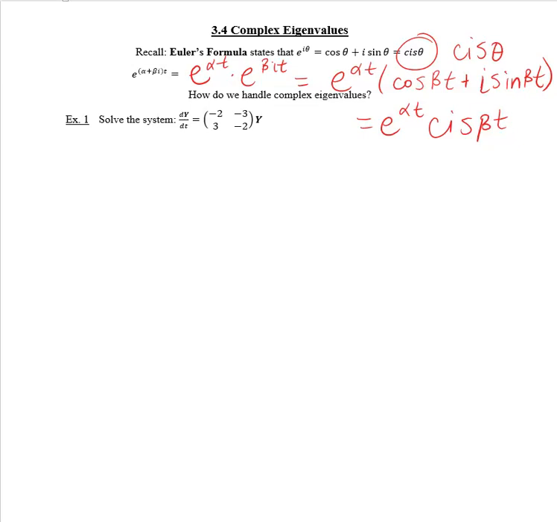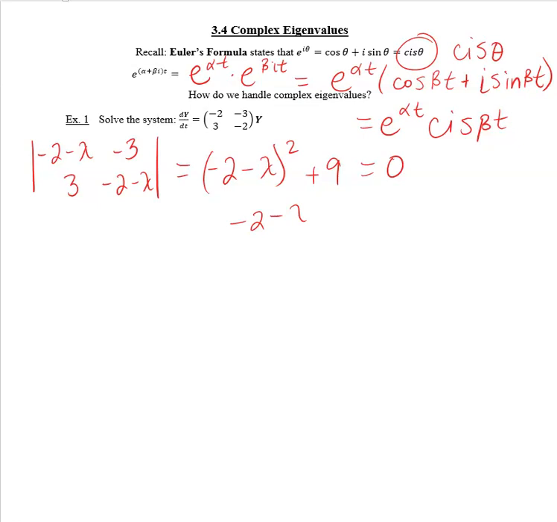So we're going to start with this system. I'm going to start by finding the determinant of this matrix so that I can get my eigenvalues. So that would be negative 2 minus lambda squared minus a negative 9, so plus 9. We want to know where that equals 0. So I'm going to move that 9 over. So I have negative 2 minus lambda squared equal to negative 9. Take the square root. I have negative 2 minus lambda equals plus or minus 3i.